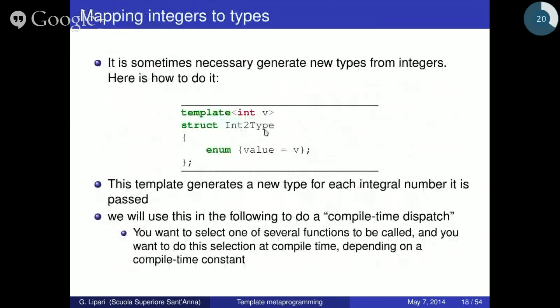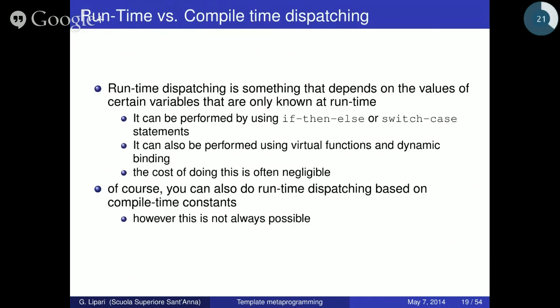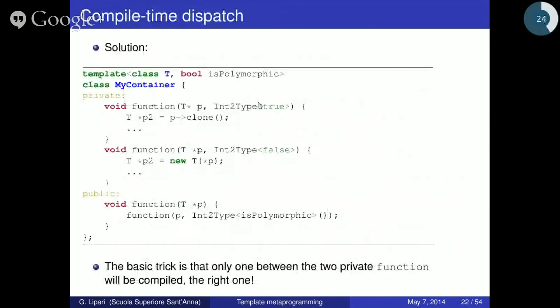Int2type is a simple data structure that takes an integer, and true is basically equivalent to 1, and false is equivalent to 0. So this is like int2type 1 and int2type 0. And these are two different types. So here we are passing two different types of object. The first one is int2type 1, and the second one is int2type 0. So these two functions are actually different because the prototype is different, since the argument list is different.